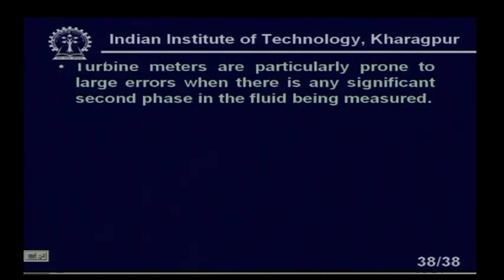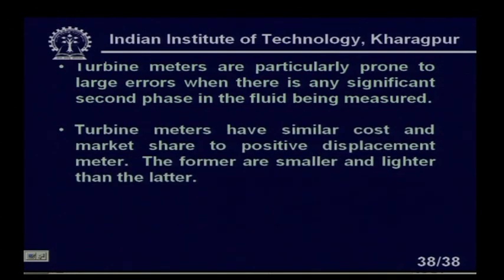Turbine meters are particularly prone to large errors when there is a significant phase change in the fluid being measured. Turbine meters have a similar cost and market share to positive displacement meters, and the former are smaller and lighter than the latter.